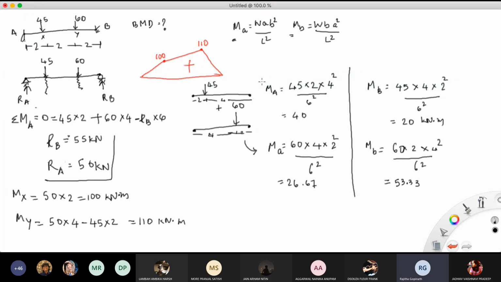Okay, now this is the total. So total MA is equal to 40 plus 26.67, so it is 66.67. And MB is equal to 20 plus 53.33, so that is 73.33. Okay.